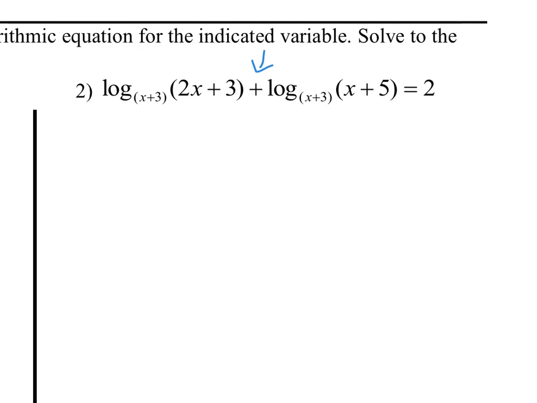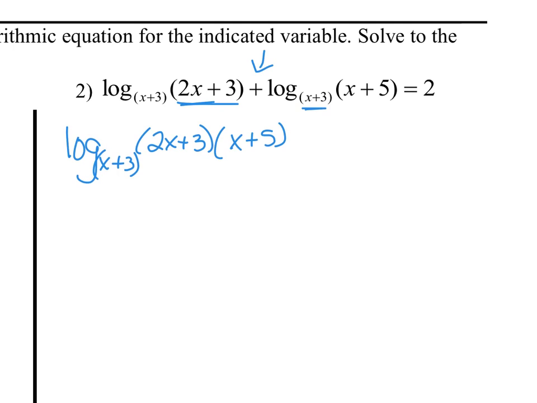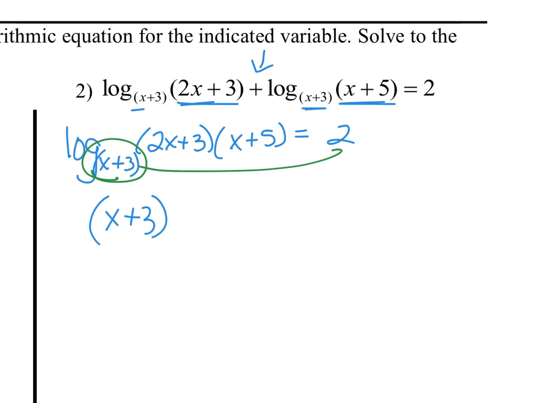Since we're adding, we multiply. So the bases stay the same. It's x plus 3 is this base. So I'm going to be multiplying 2x plus 3 and x plus 5. Remember, it's just like fractions almost, where this stays the same and those two get multiplied. So this is the base, and that's being raised to the 2 power, and that equals 2x plus 3 and x plus 5.